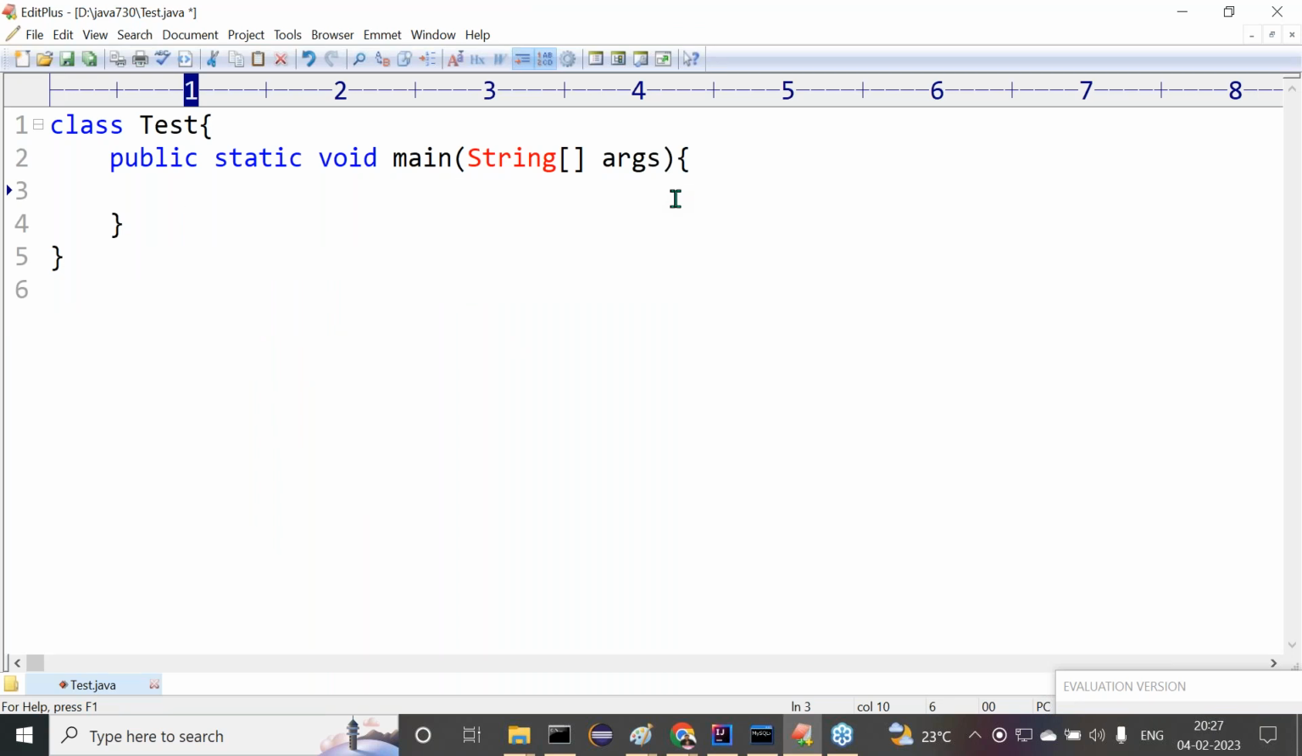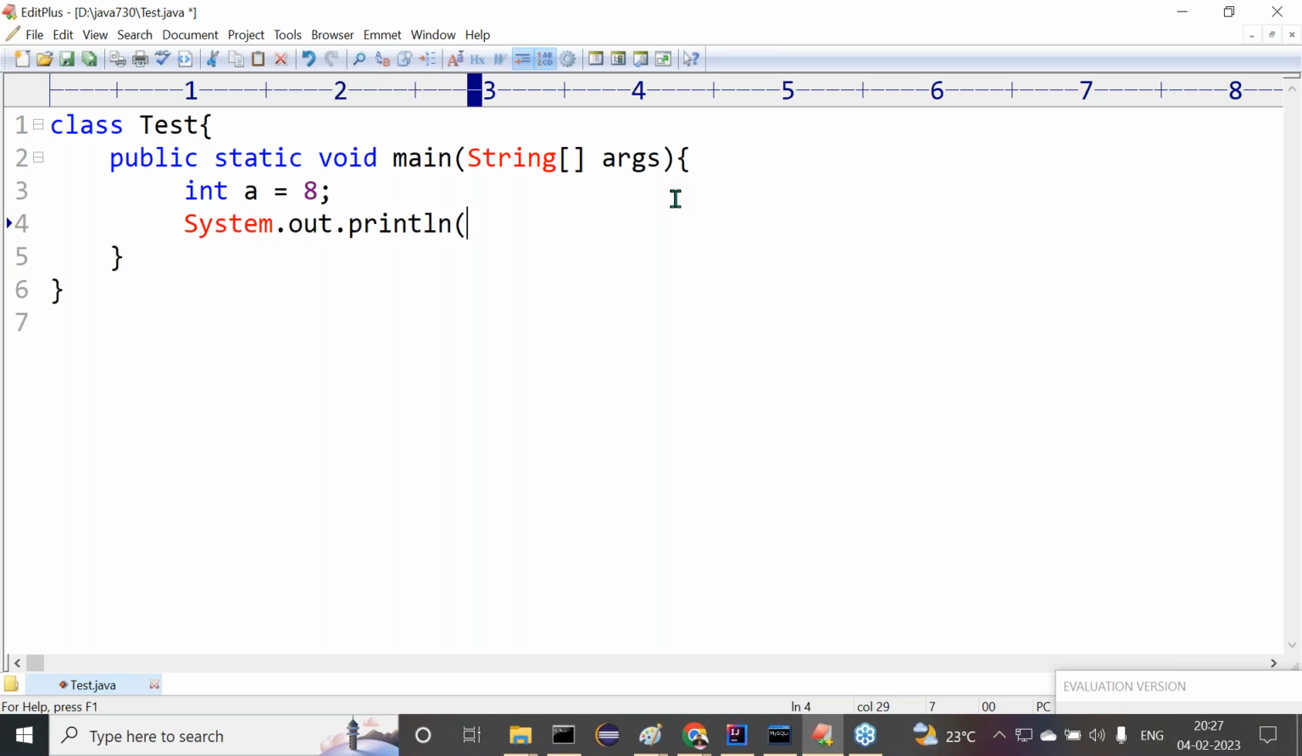Say for example, int a is equal to 8. System.out.println of minus minus a minus plus plus a plus a minus minus. That's it.